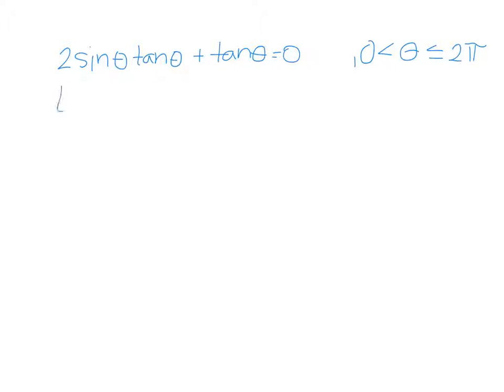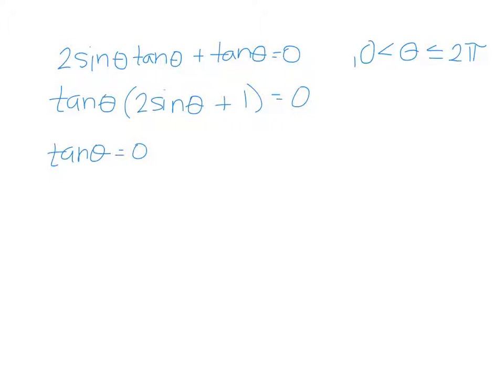If I take the tangent out, then here in this first term I'm left with 2 sine theta. And in the second term I'm just left with 1. Now I have these 2 equations: tan theta equals 0 and 2 sine theta plus 1 equals 0. And those are both equations that we're able to solve.